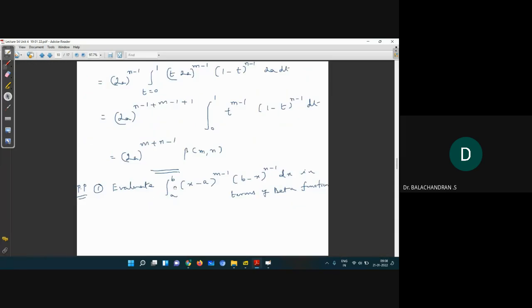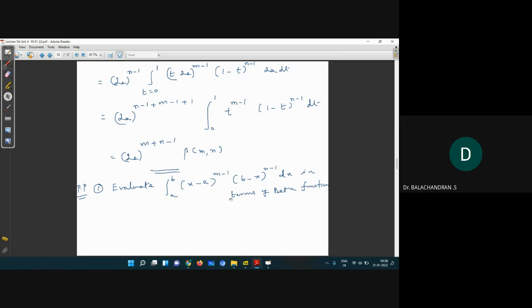Evaluate this integral from a to b of (x minus a) whole power m minus 1 into (b minus x) whole power n minus 1 dx in terms of beta function. I didn't give the answer for this problem. Solve this problem, but actually this is an example problem in the Virarajan book. If you want to, you can verify. The final answer is (b minus a) whole power m plus n minus 1 into beta of m comma n.